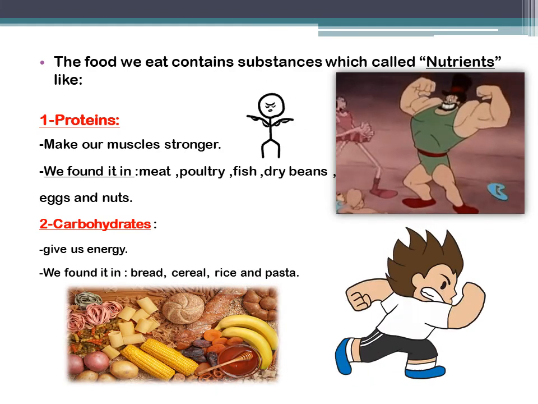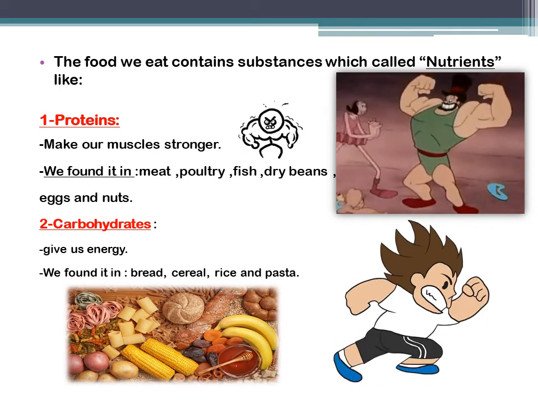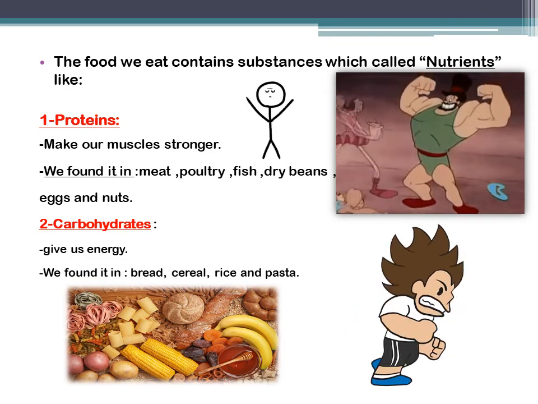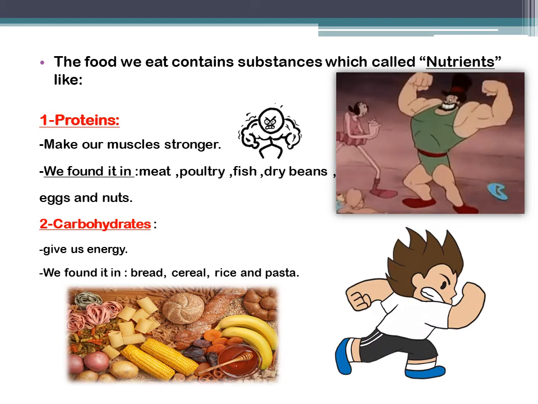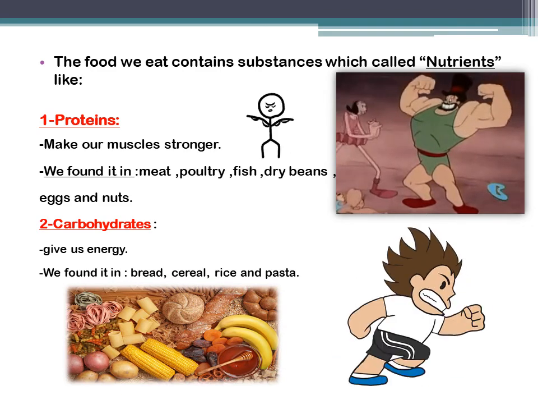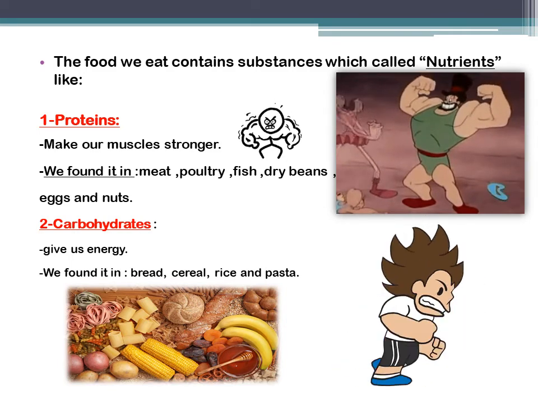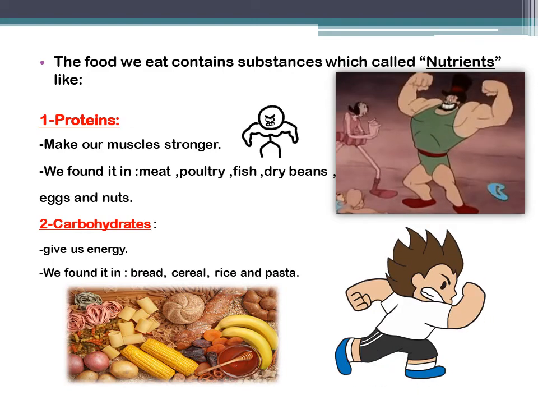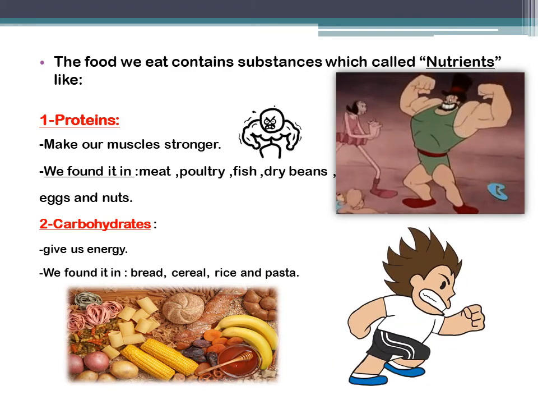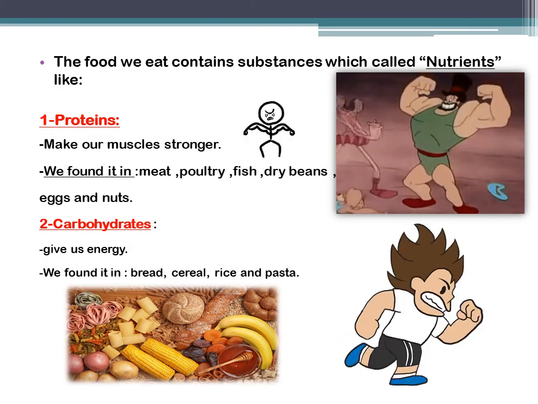The second nutrient we will talk about is called carbohydrates. We need to eat carbohydrates as carbohydrates give us energy. We found carbohydrates in bread, cereal, rice, and pasta. So carbohydrates are very important for our body as they give us energy.